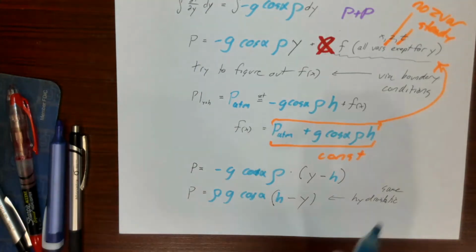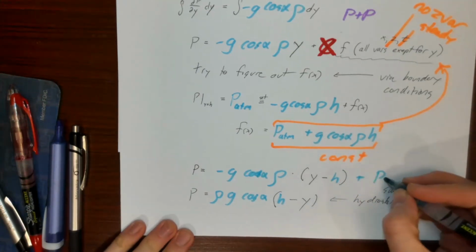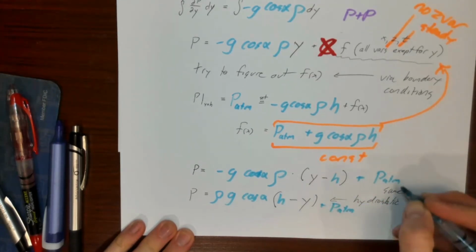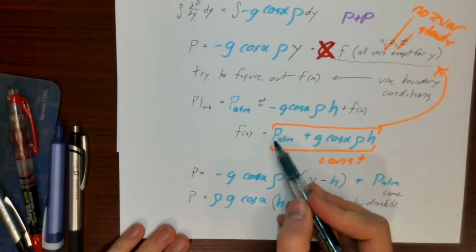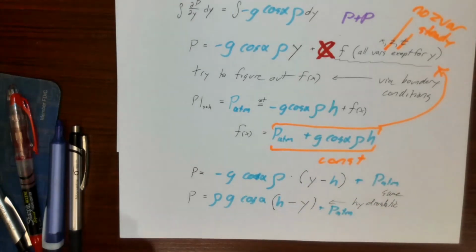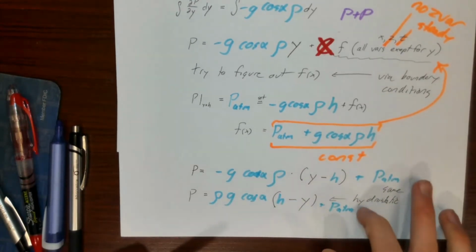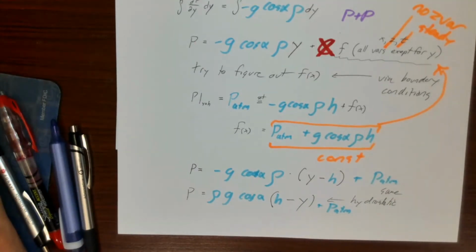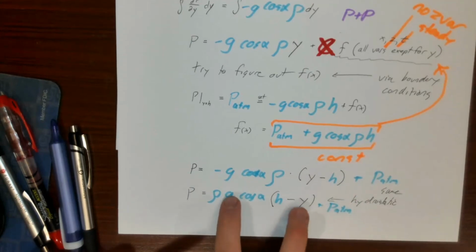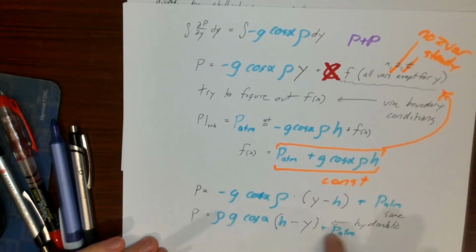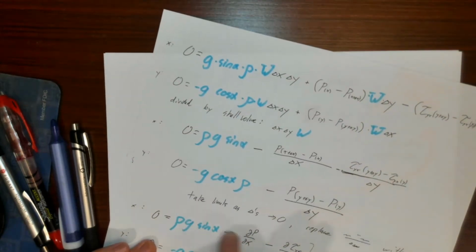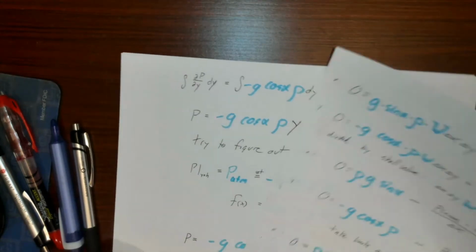Oh, silly me. I forgot atmospheric pressure on both of these terms. Sorry, forgot to carry that through. Success. All right, so this is essentially hydrostatic pressure right here. So what does this mean? We can take this and sub it into our x momentum equation to see how much progress we get.